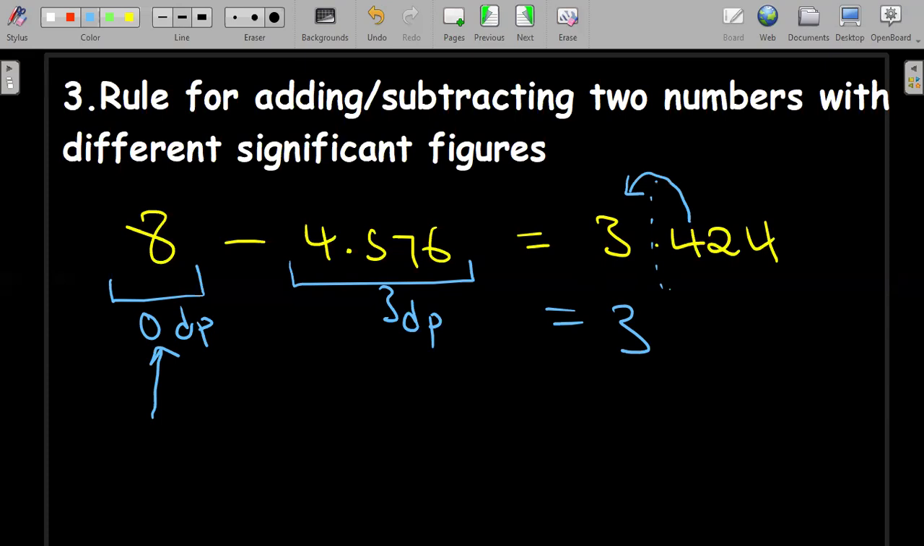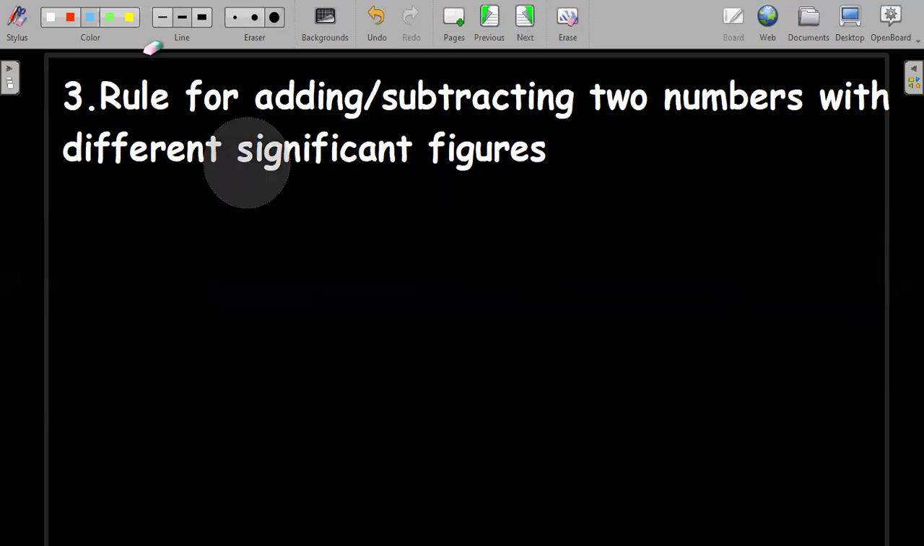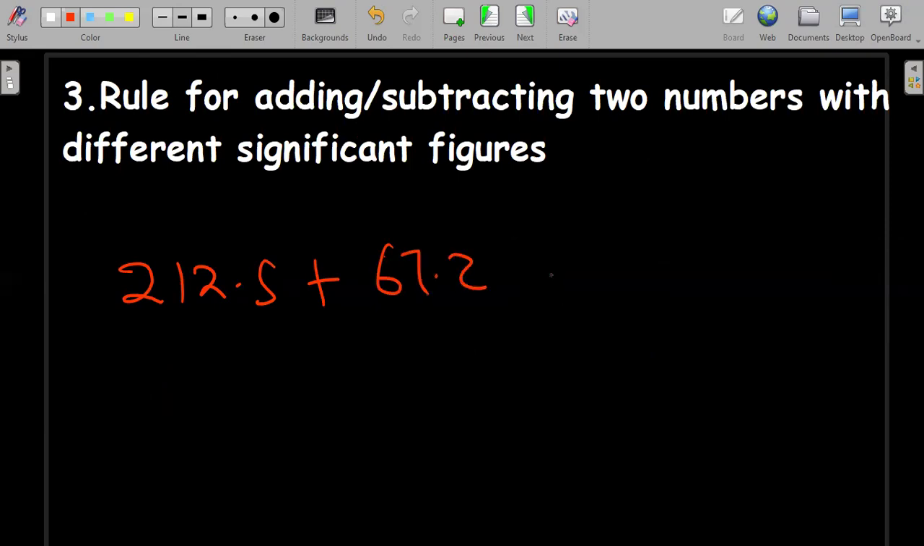So whenever you're adding or subtracting, make sure that your final answer has the same number of decimal places as the number that had the least number of decimal places. Okay, let's look at another question. Let me write something here that is a bit complicated. So we have 212.5, and then plus 67.2, and then plus 409.02 like that.